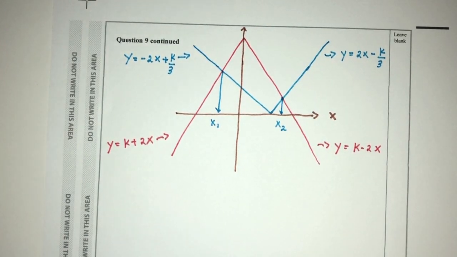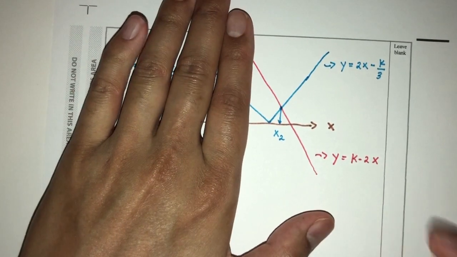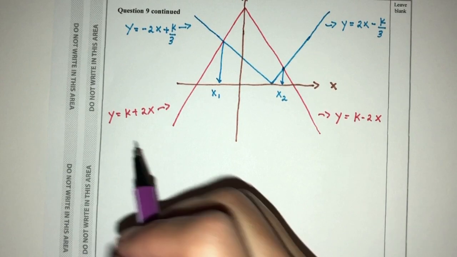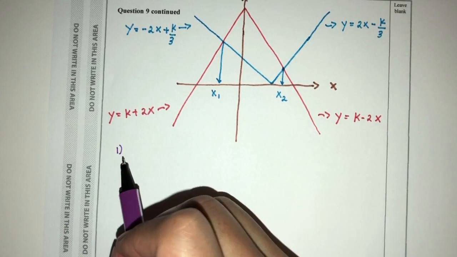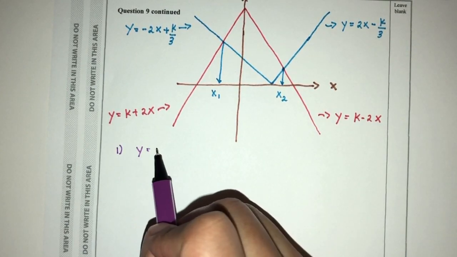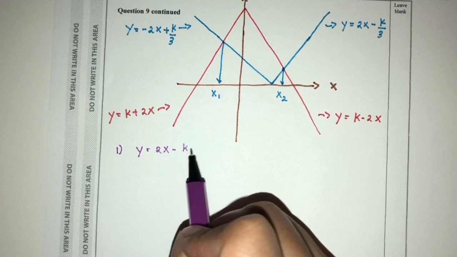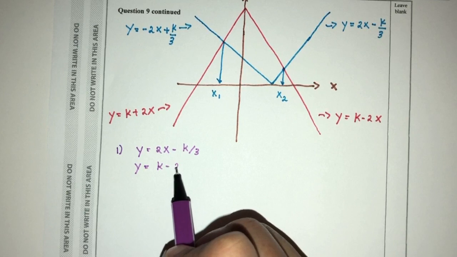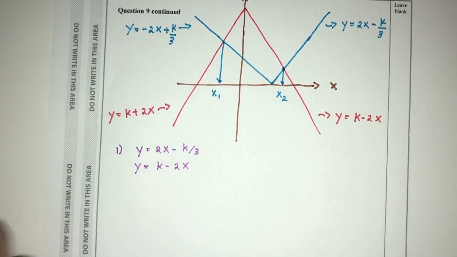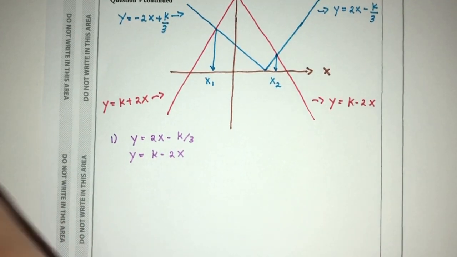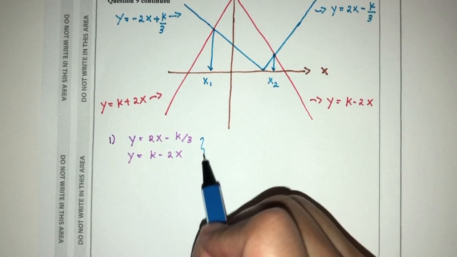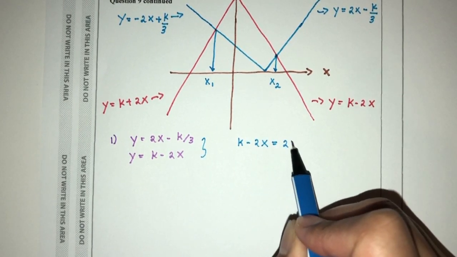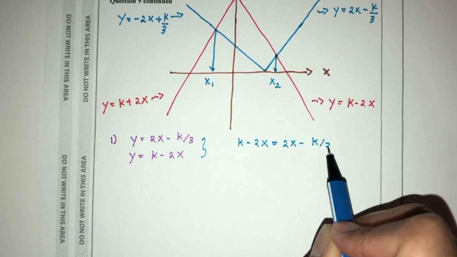So pretty easy. If you look here, this is the point of intersection between this line and this line. So let's write this down. It will be y equal to 2x minus k over 3, or y equal to k minus 2x. Now we have two equations. What do we do? We can solve these simultaneously. That will be k minus 2x has to be 2x minus k over 3.